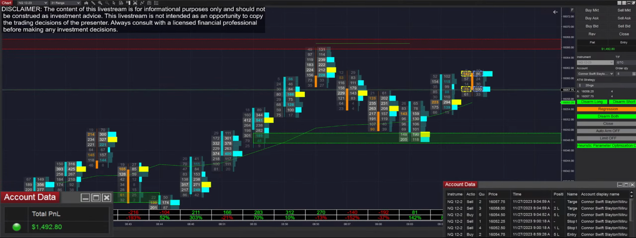This individual asks, can this be used to trade bonds? Yes, it absolutely can. I highly suggest it, actually. Bonds are very, very easy to read with order flow, and I think the strategy combines really, really well with them. Personally, just not my trading style. I like something that moves a little bit faster, but it absolutely does work with bonds.